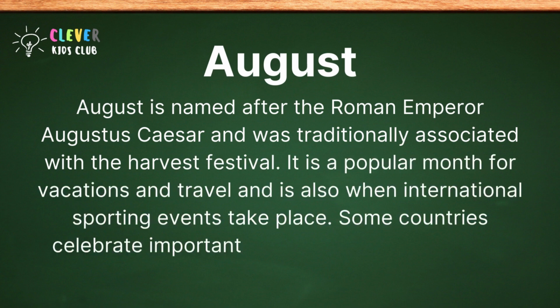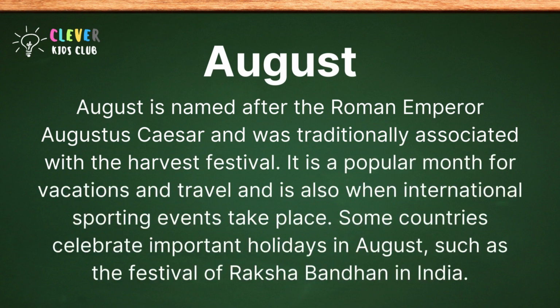August. August is named after the Roman Emperor Augustus Caesar and was traditionally associated with the Harvest Festival. It is a popular month for vacations and travel and is also when international sporting events take place. Some countries celebrate important holidays in August, such as the festival of Raksha Bandhan in India.